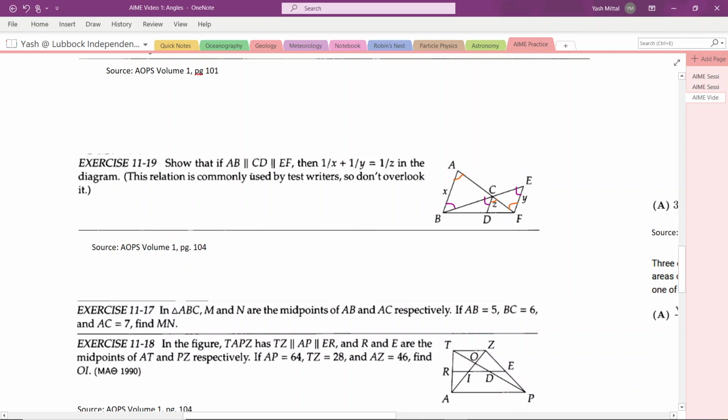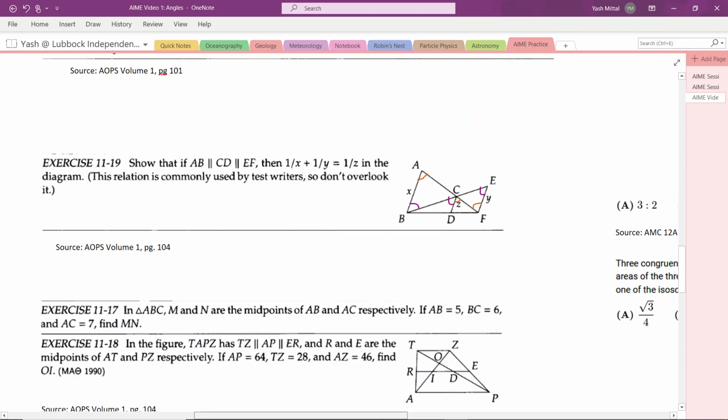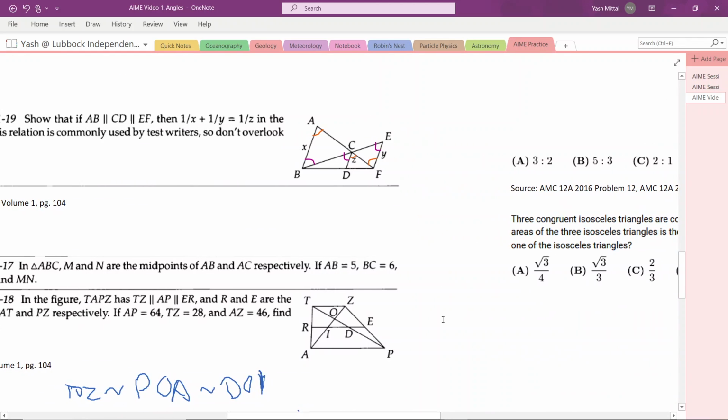Now let's look at one really important proof right here. If AB is parallel to CD is parallel to EF, show that 1 over x plus 1 over y equals 1 over z. So let's try showing it. We have parallel lines, and lines that cross them, BE and AF, for example. So these are transversals, and I've already drawn them out. The orange lines are equal to each other, and the blue and the purple angles are equal to each other.